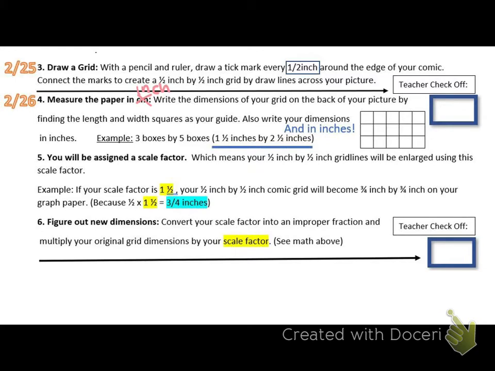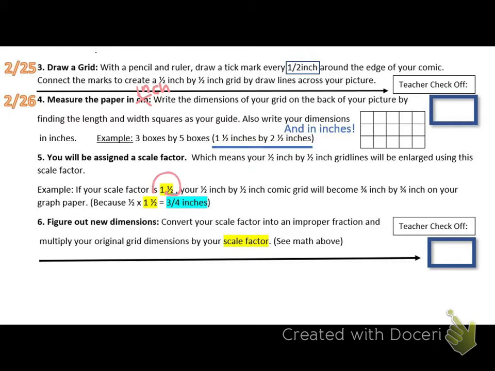Okay? So, at this point, have we picked up a bigger piece of paper yet? No, we're still working with our graph, our comic. Okay, we're still working with a small piece of paper. You're going to be assigned a scale factor. The scale factor is what you're going to multiply by 1/2 an inch. We put a tick mark every 1/2 an inch. You're going to multiply by your scale factor to figure out how often to put a tick mark on your bigger piece of paper. So I'll show you how that works.